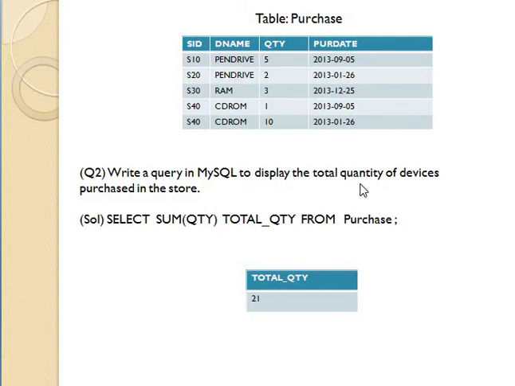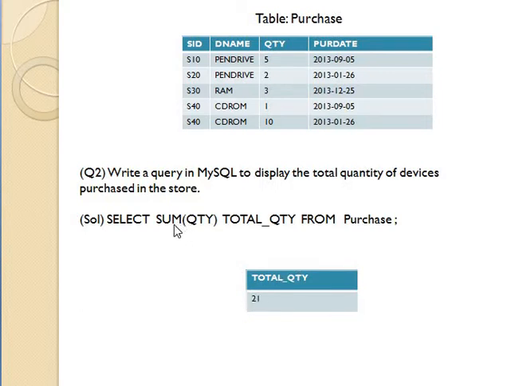Now if we wish to display the total quantity of devices purchased, we need to add up each of these values under the QTY column. So adding up 5 with 2, then with 3, 1 and 10 gives 5 plus 2 plus 3 plus 1 plus 10, which comes to 21. So if we select sum of QTY from the table purchase, this should show the column sum of QTY in the output table, with the value 21.